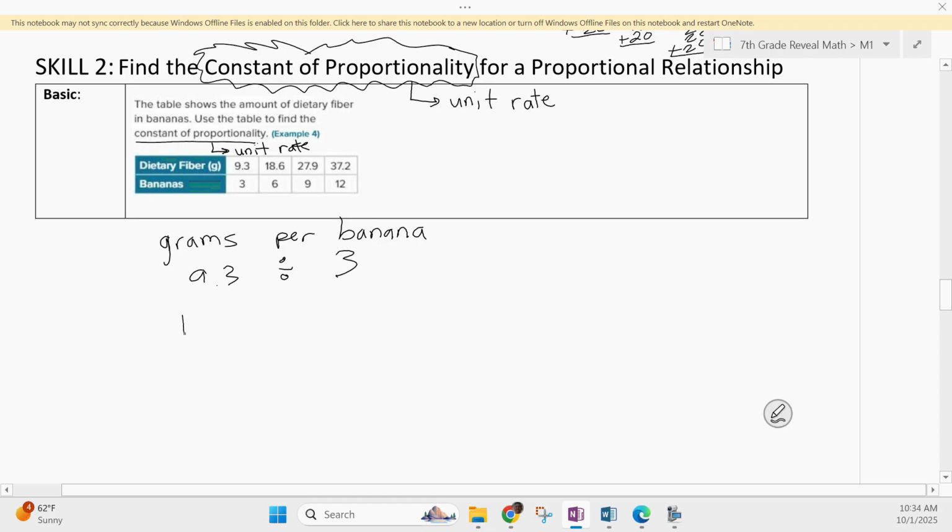We're going to do 18.6 divided by 6. All right, we're going to do 27.9 divided by 9. We're going to do 37.2 divided by 12. All right? Again, we're dividing. Crazy. And we should get the same number, because it says it's proportional up there. It doesn't really, but it says to find the constant of proportionality, so you assume it's going to be the same number.